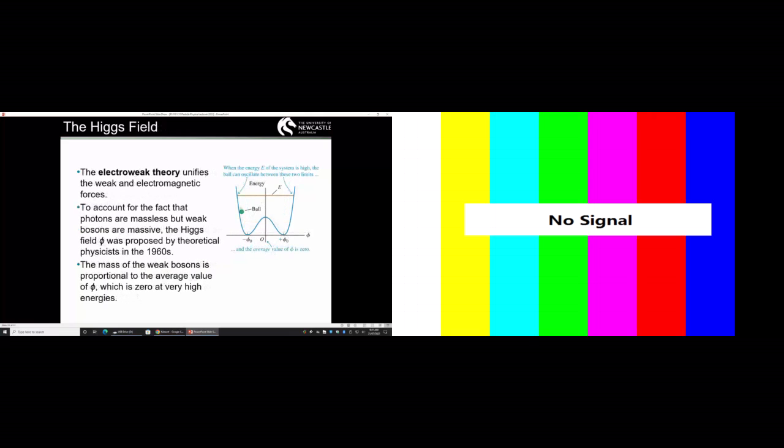So again, if the energy is high enough, the position of that ball will, on average, be in the middle, because it'll be able to roll from left to right, and if you follow it far enough, it'll spend an equal amount of time on the left and the right, so it'll have zero average position.